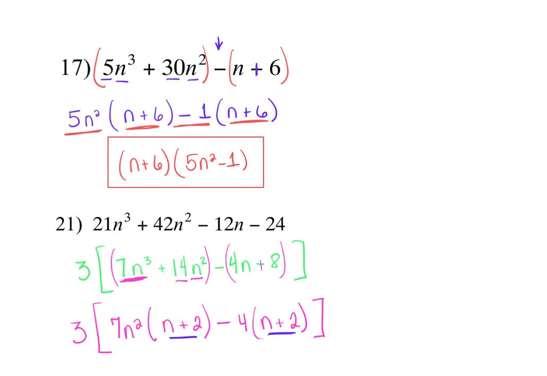Don't forget this 3. So we're going to write the 3 down. I usually start with the group that's in common. That's just how I do it. So I'm going to say n plus 2. And then my final group is what's left over. 7n squared minus 4. And that will be my answer here.